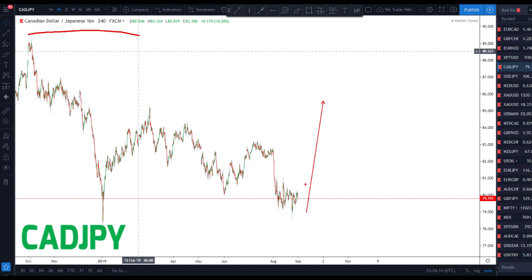CAD Yen, any buy setup, we will go for it. In this one, guys, we are looking for this up wave and this up move. This is the direction we are looking for, and this is the wave. Upside, up wave. Any buy setup, we'll go for it.